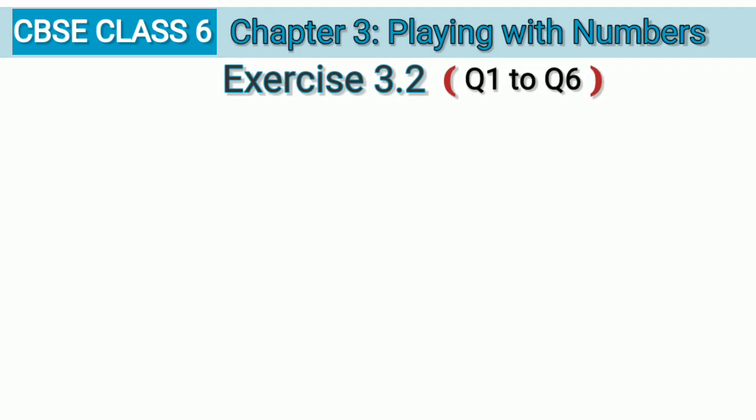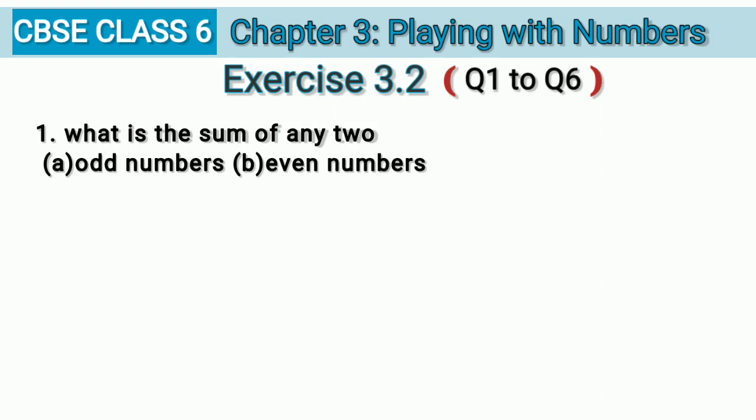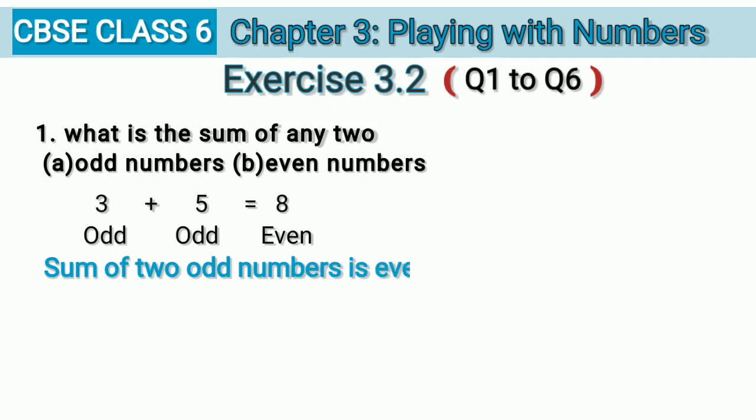Our first question: what is the sum of any two A. odd numbers, B. even numbers? Let us take two odd numbers, add them and check the answer. 3 is an odd number. If we add 5, which is also an odd number, we get the answer 8, which is an even number. So we can say the sum of two odd numbers is an even number.